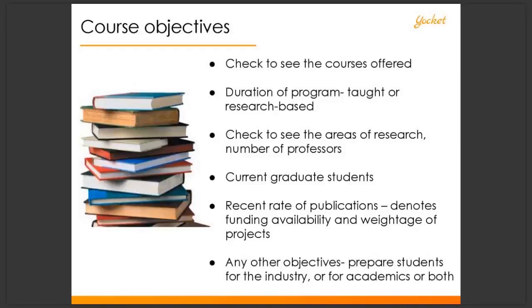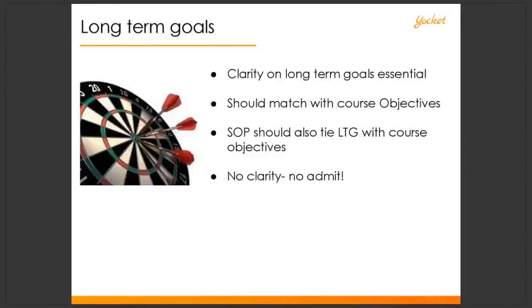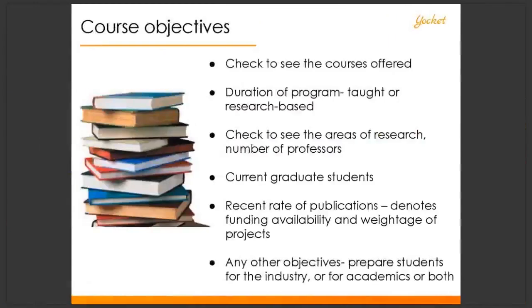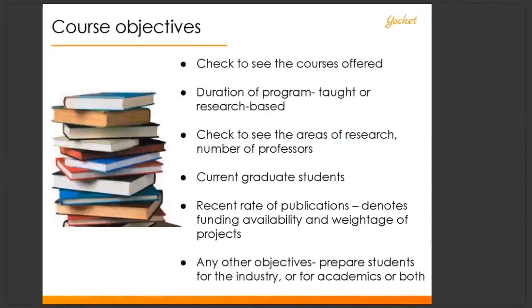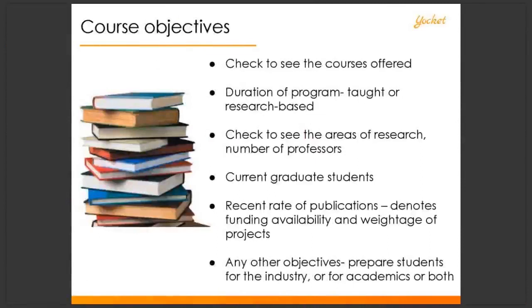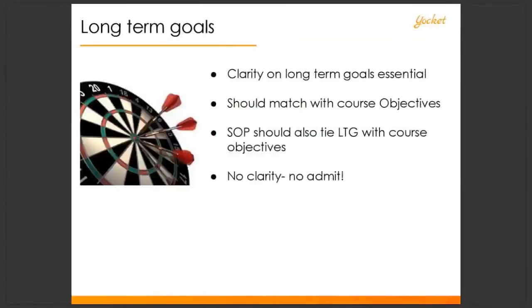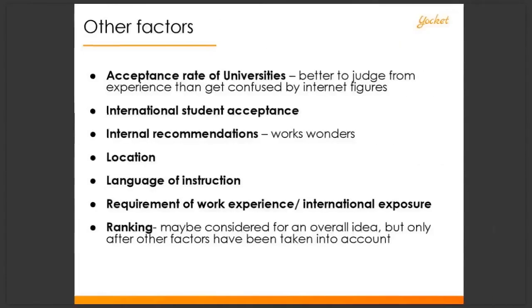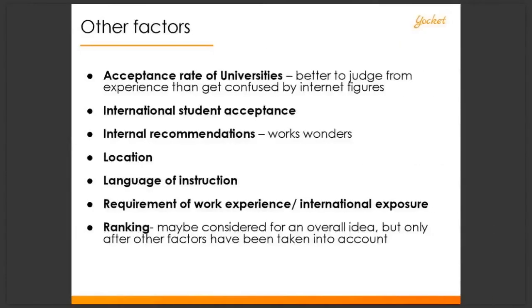Okay. So why are we talking about course objectives? Because the course objectives have to align perfectly with your long-term goals. This is what the university wants to see. So the first thing that you need to have is clarity on your long-term goals. So every time you're checking a course, you're checking it keeping your goals in mind.